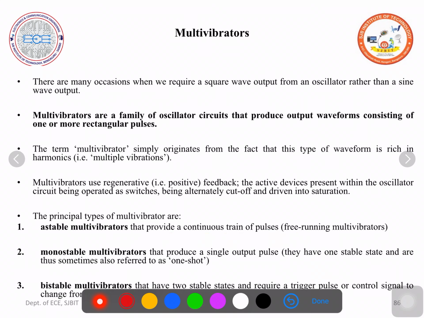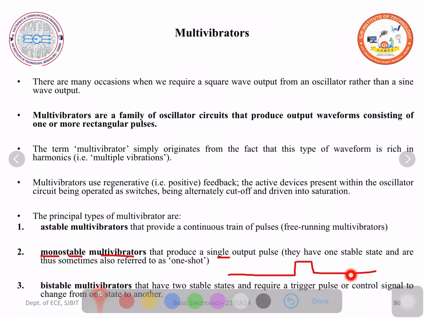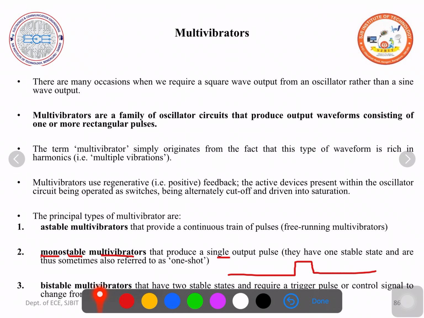Next, monostable multivibrators. Monostable multivibrators produce a single output pulse. That means they have one stable state, and are thus sometimes also referred to as one shot. Monostable: this state is stable and one shot, it will go to the high and it will come back. Monostable, a single stable state.